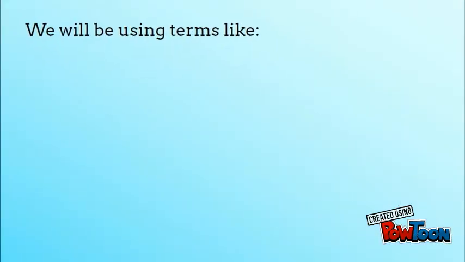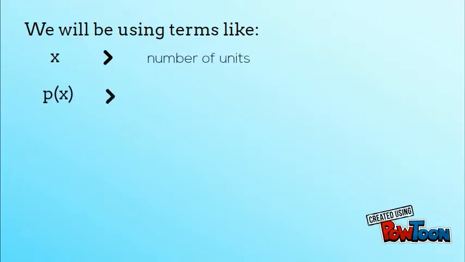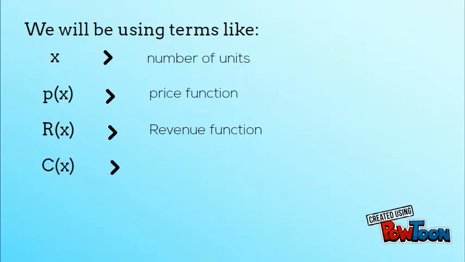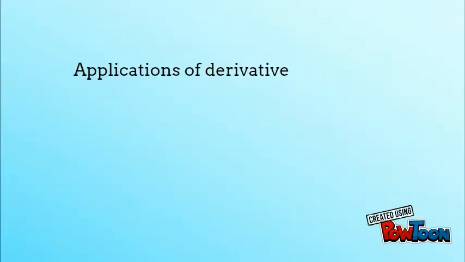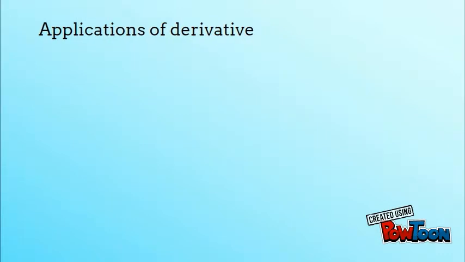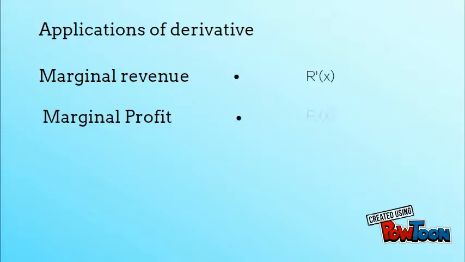To answer those questions, we will be using terms like X, which is the number of units, P of X, the price function, R of X for the revenue function, C of X, the cost function, and P of X, which is the profit function. The application of derivative in this section is to determine the marginal revenue, which is R prime of X, marginal profit P prime of X, and marginal cost C prime of X.